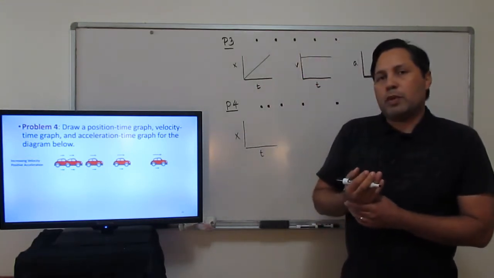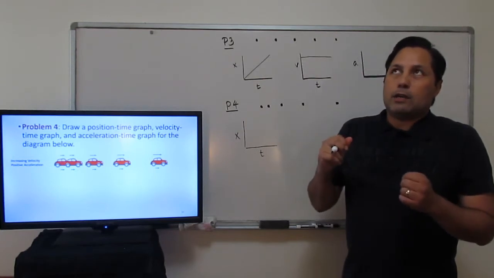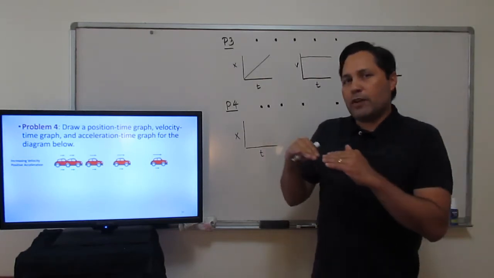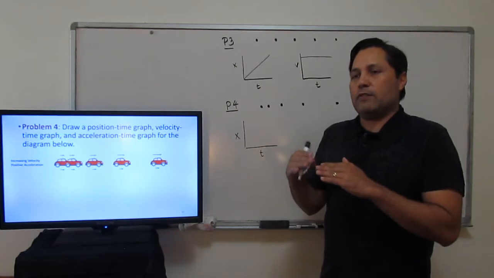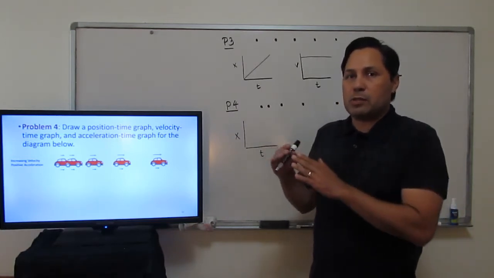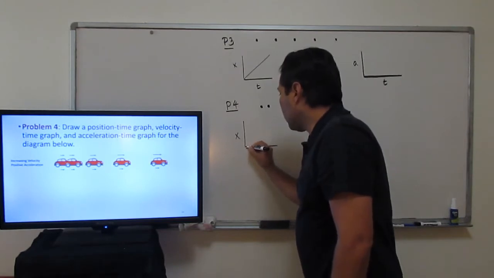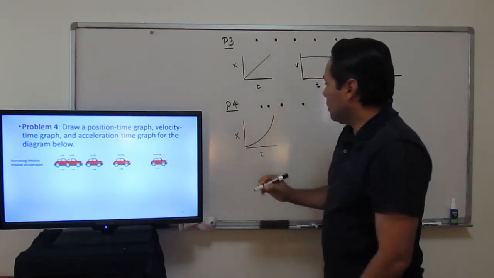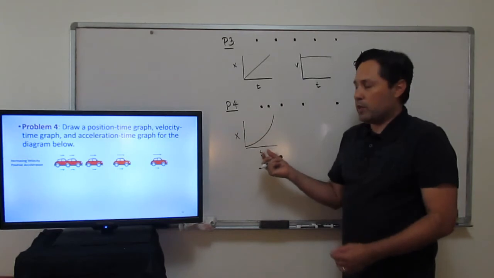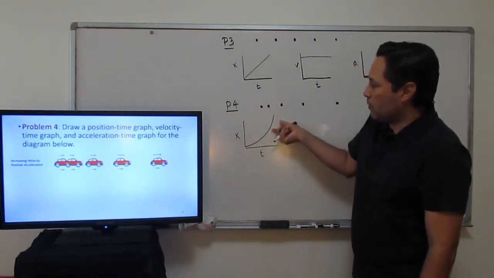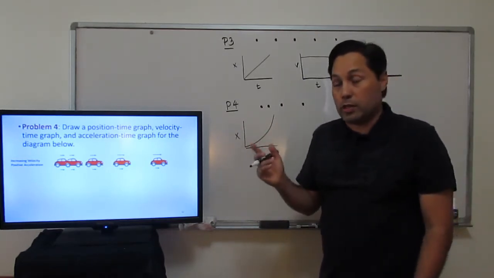Well, you would begin by saying that the line will start very flat, but as you get faster and faster, it will get steeper and steeper because you're covering more ground in less time. So what would that look like? It will be a curved line. See, at first, you're not going that fast, but then you're getting faster and faster, so the slope of the line is increasing.